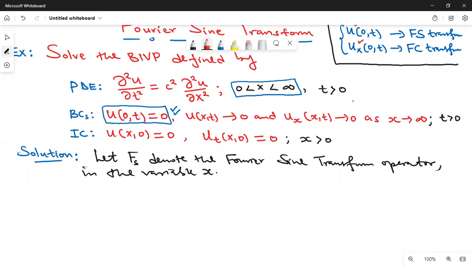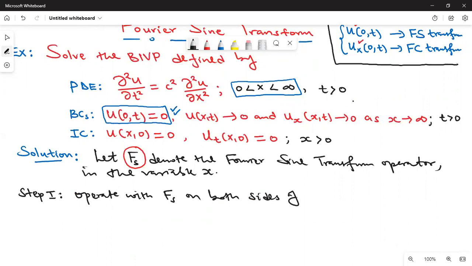So here, we have F subscript s as our operator. That is the Fourier sine transform operator. It will operate on the variable x. Now, the first step, we write here step 1. We operate with F subscript s on both sides of the PDE.